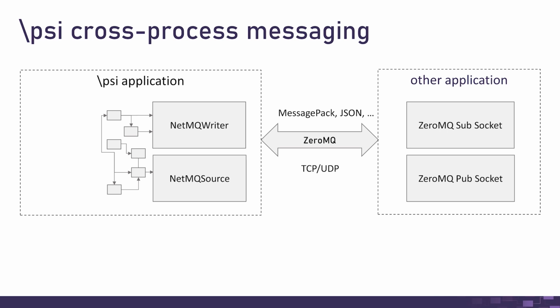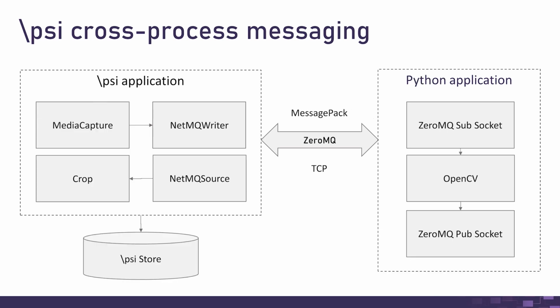We'll be using ZeroMQ, which is a widely supported messaging infrastructure across many different languages. In .NET, it's called NetMQ, so we'll use the NetMQ writer and source components, which are available in the Microsoft.Psi.Interop namespace. Also in that namespace are format serializers for MessagePack, which is a nice binary format, JSON, which is a nice text format, and CSV. You can extend this with your own formats, and you can extend it with your own transports.